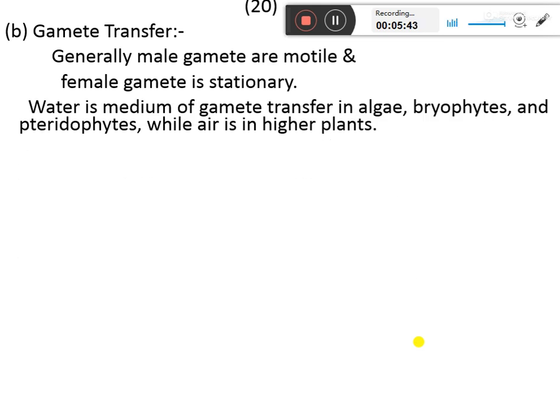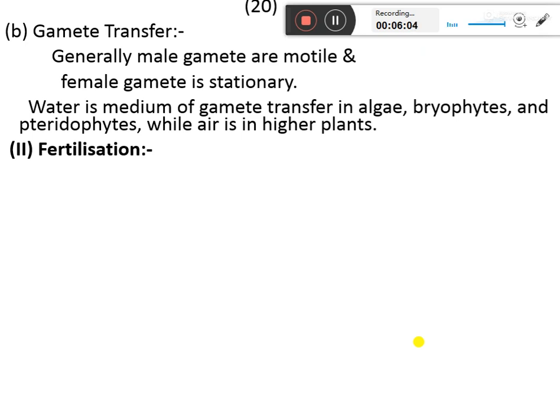What is the medium of gamete transfer? In the case of lower plants like algae, bryophytes and pteridophytes, it is water, while in the higher plants it is the air which transfers the male gamete like pollen grains from the male plant to the female plant.